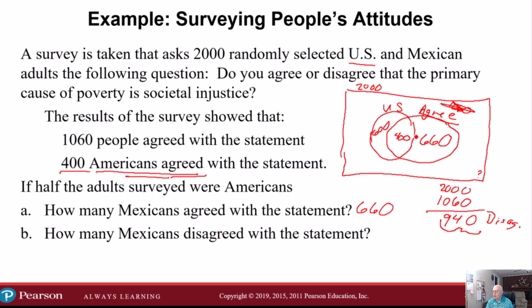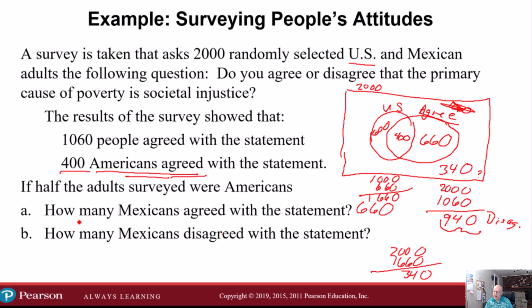Now, how many do we have all told? We've got 1,000 Americans plus the Mexicans that agreed, 660. So we've got 1660 so far. So how many are out here? Well, we've got the 1660 altogether. We have 2,000 in the entire diagram. So subtract, and that'd be 340. So out here we've got 340.